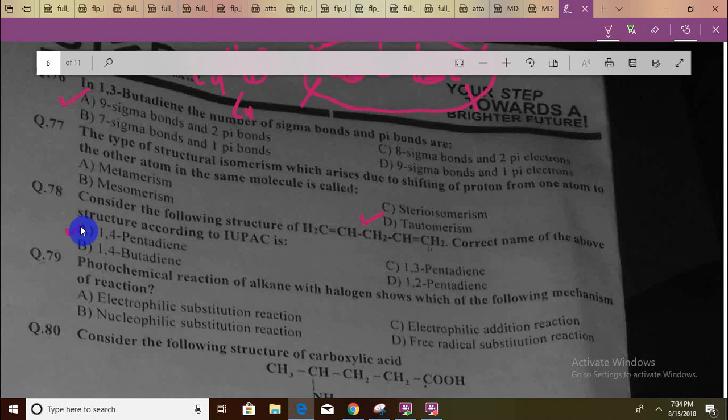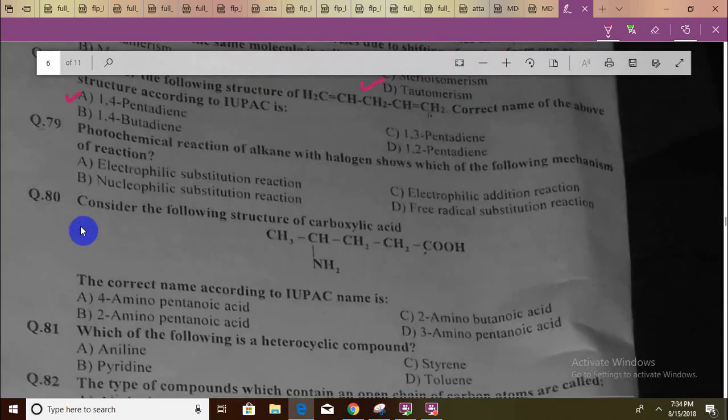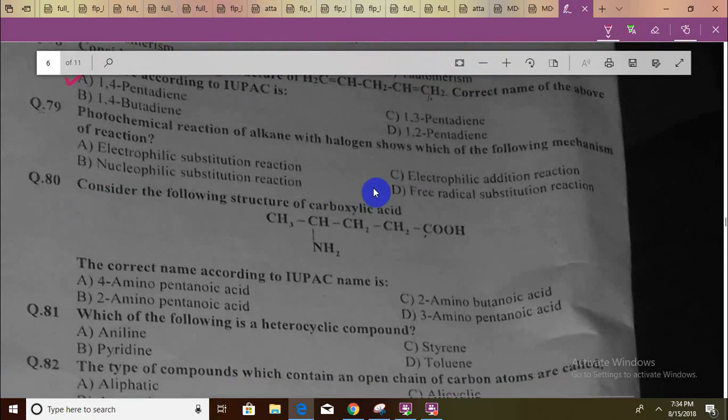Photochemical reactions of the alkene with halogen show which of the following mechanism of reaction? It's obviously free radical substitution. It cannot be anything else.